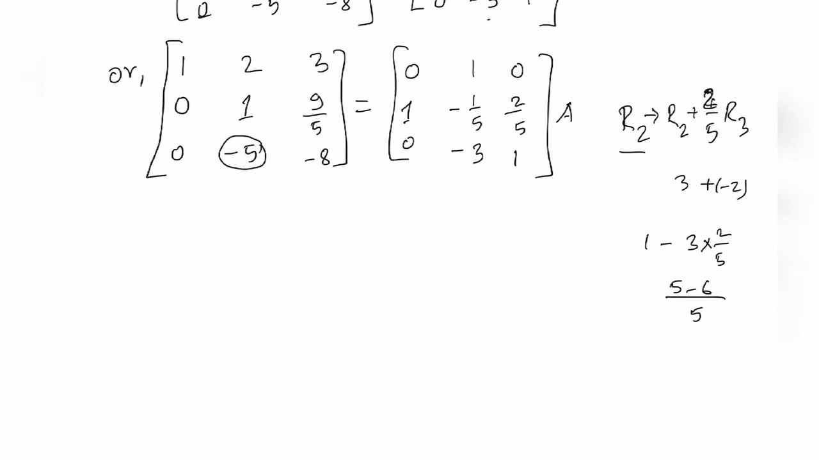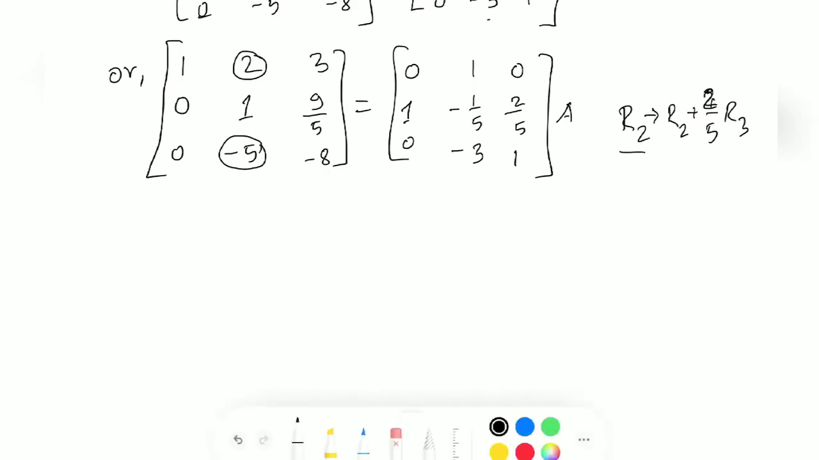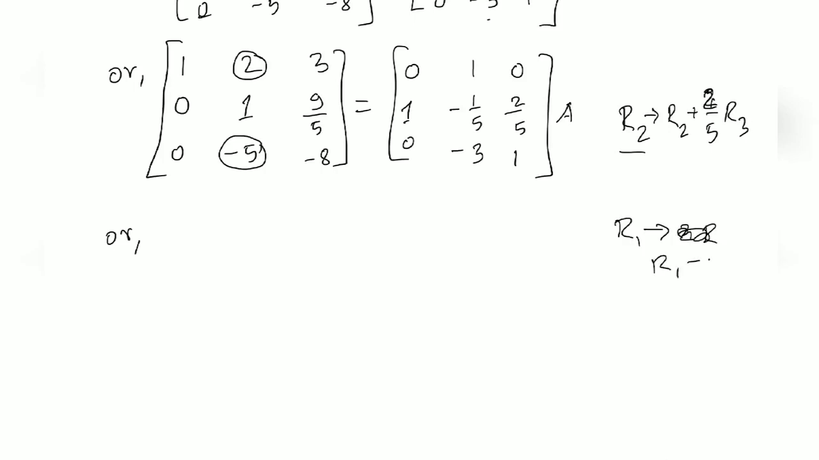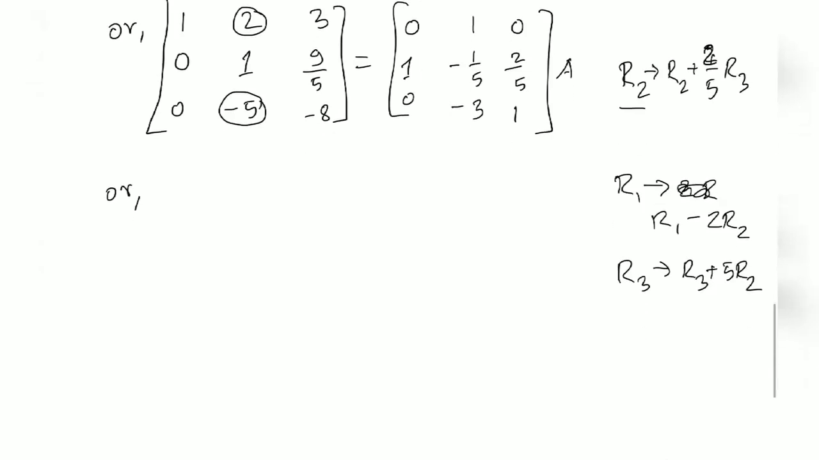Now let's move to another step. Here we need to convert this 2. Now please, I urge every one of you to remember my steps. First, convert 1 of each column and then convert 0 of each column, if you are applying row operation. While if you are applying column operation, then first convert 1 of your row and then convert 0 of your row. And here R1 changes to R1 minus 2R2, and similarly R3 changes to R3 plus 5R2.